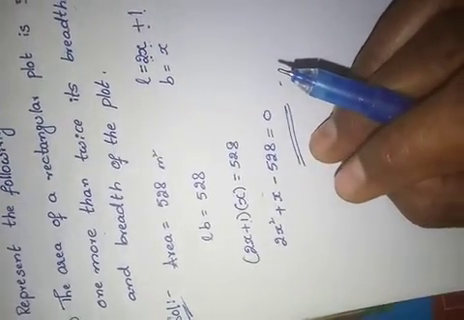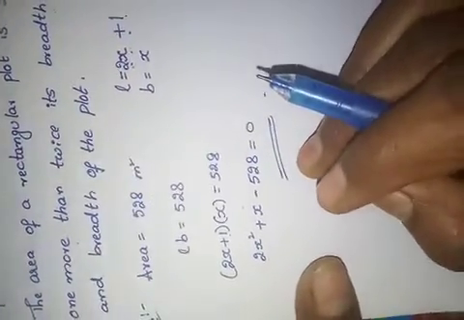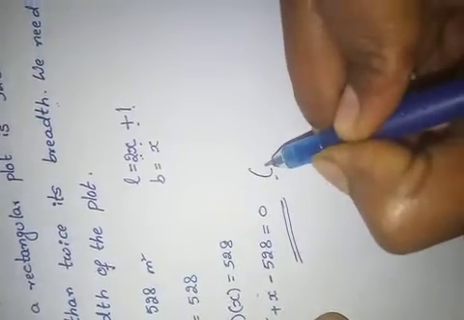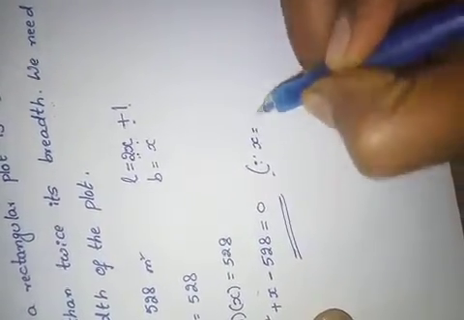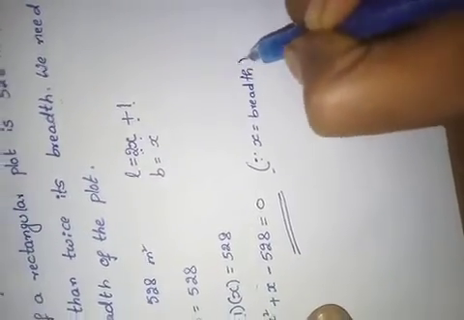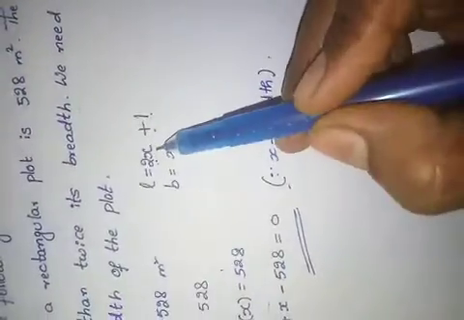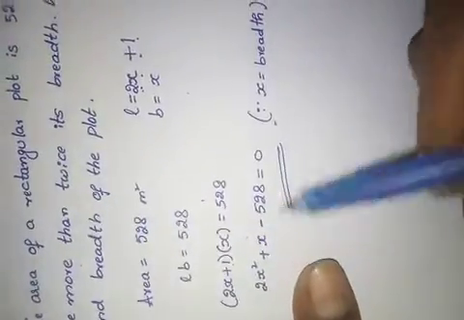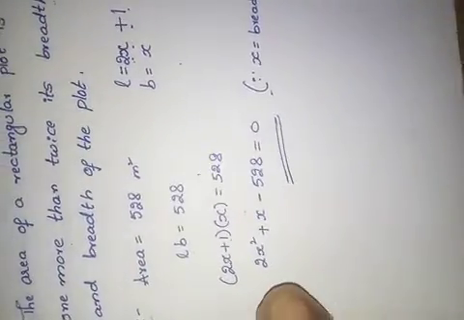This is very easy, no? They will give these problems for 1 mark or 2 marks. Here, again in bracket you have to write, since x equals breadth. Is it okay? Easy, no? Length into breadth equals 528. Length is 2x plus 1, breadth is x. So cross multiplied. Therefore, we got this quadratic equation. See the second problem.